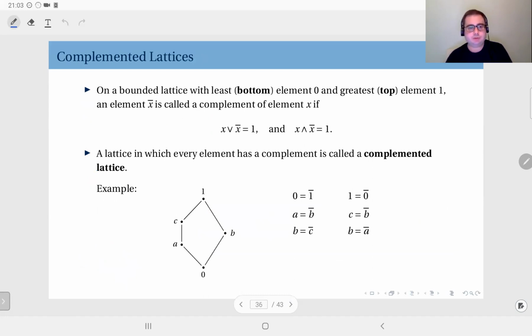Now, based on these, we have the notion of a complemented lattice. On a bounded lattice with the least element or bottom element 0 and the greatest or top element 1, an element x bar is called a complement of element x if this is satisfied. First one, x joined with its complement is equal to the top element, and x meet with its complement is, sorry, this should be the bottom element. So this is the definition of the complement operation. And be careful, it says in the definition a complement of element x. So it doesn't say the complement. So from this, you should understand that complements may not be unique.